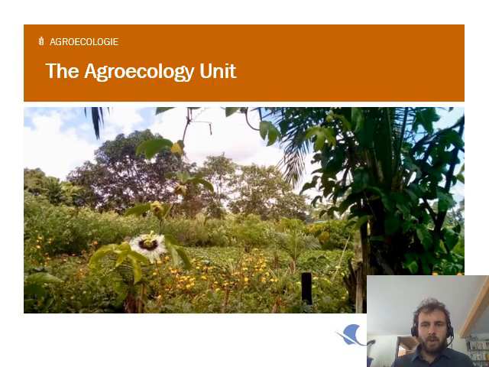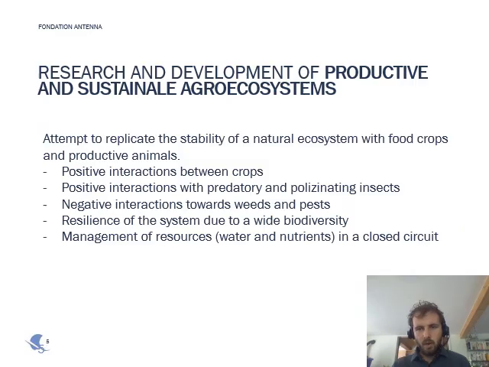Now a few words about the agroecology unit, which is the youngest of the units of the foundation. What we do at the agroecology unit is try to develop a solution which is a productive and sustainable agroecosystem. To do this, we try to replicate the stability of a natural ecosystem by using food crops and productive animals. We use positive interaction between crops, positive interaction with predatory and pollinating species, negative interaction towards weeds and pests, resilience of the system using mostly biodiversity, and management of resources, nutrients and water in a closed circuit.